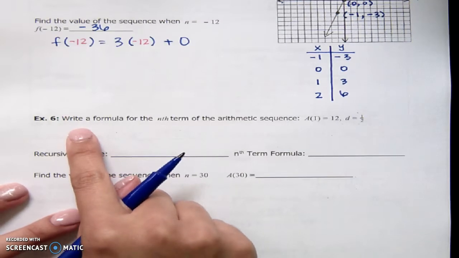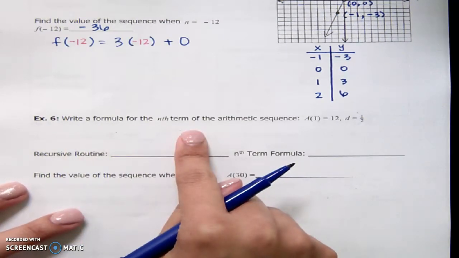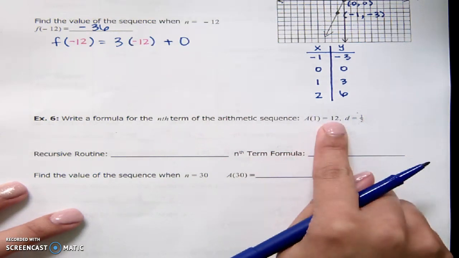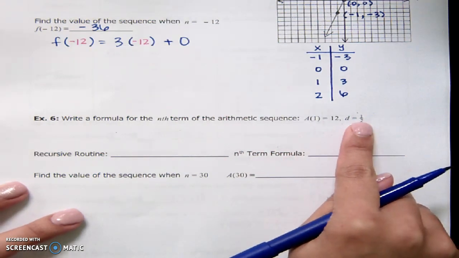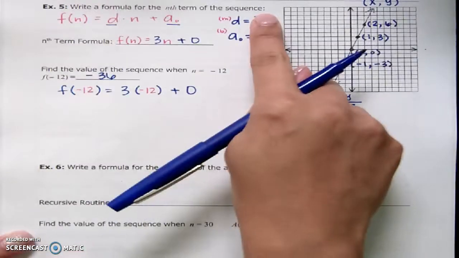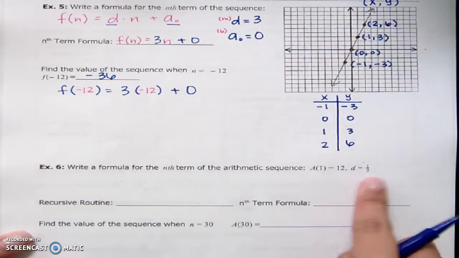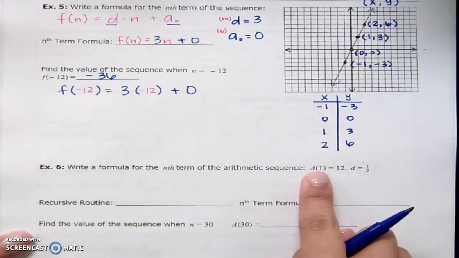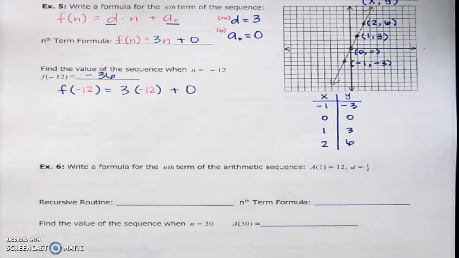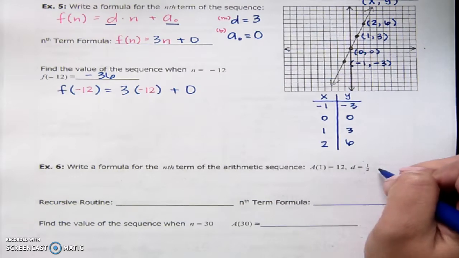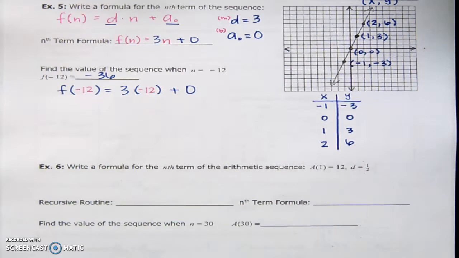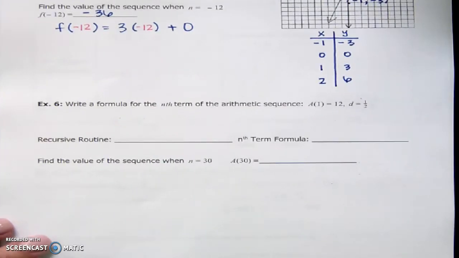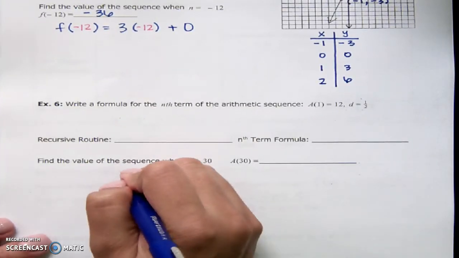The last example, we're writing the nth term formula for the arithmetic sequence. They told me a sub 1 equals 12 and d equals 1/2. So I already have part of this. I know that d equals 1/2, but they told me that the first term is 12. So I am going to create my table first, because having that table makes things a lot easier.